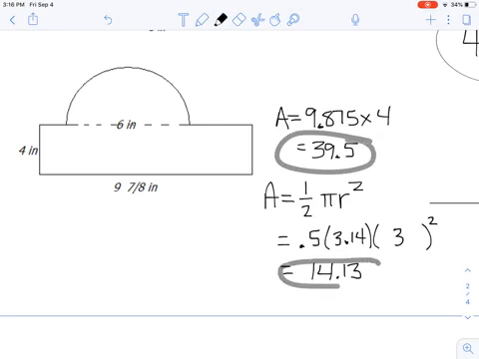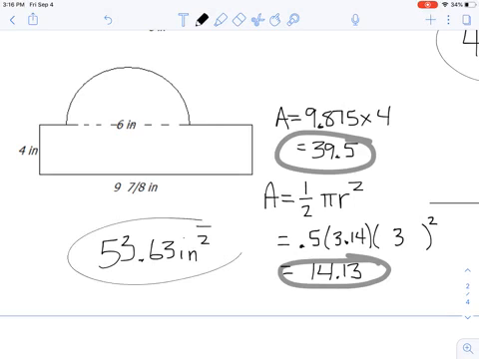Then, because the two pieces are added together, we add those two parts together and we get 53.63 inches squared as our final answer. Now, if you say, I got a different answer, well, if you use the pi key on the calculator versus 3.14, you are going to get a different answer. But it should only be slightly different than what we've got together.